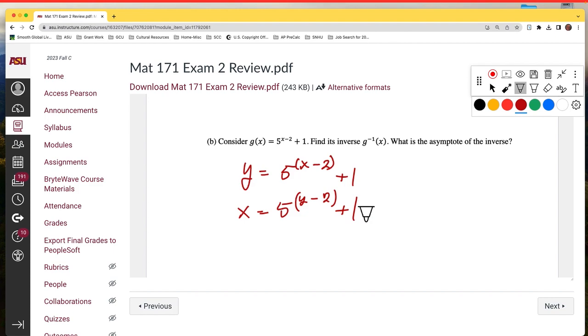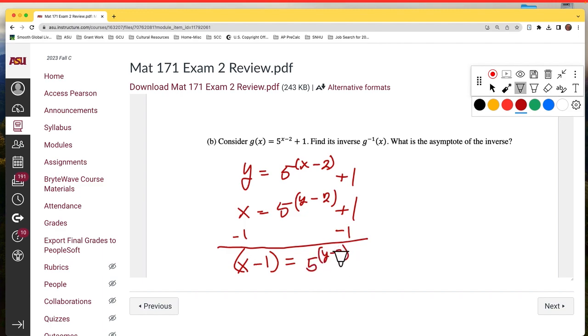And we want to now solve this for y. We want to get to y equals, that will be the inverse. Well, how can we do this? Well, we have to isolate the exponential first, right? So we would subtract 1 from both sides. We get x minus 1, I'm going to group it like that, equals 5 to the y minus 2.